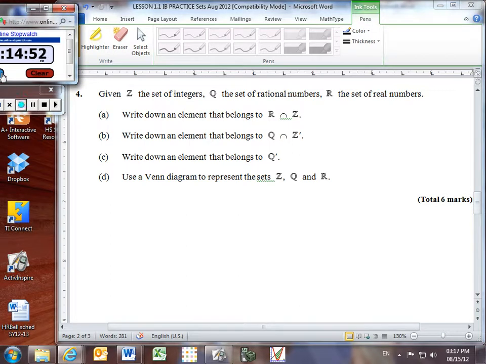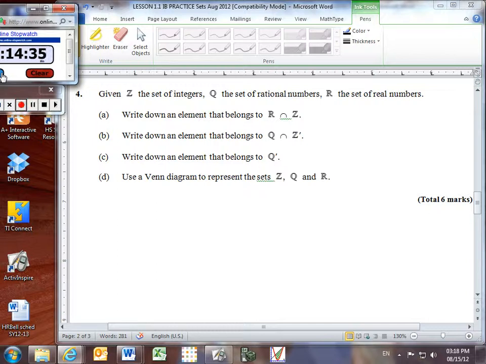Okay, let's do number 4 now. Suppose that we've been given Z, the set of integers, Q, the set of rational numbers, that is to say the numbers that can be expressed as fractions, and R, the set of real numbers. Here we go, part A.